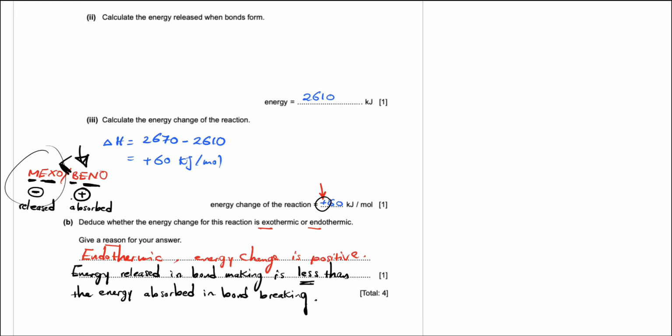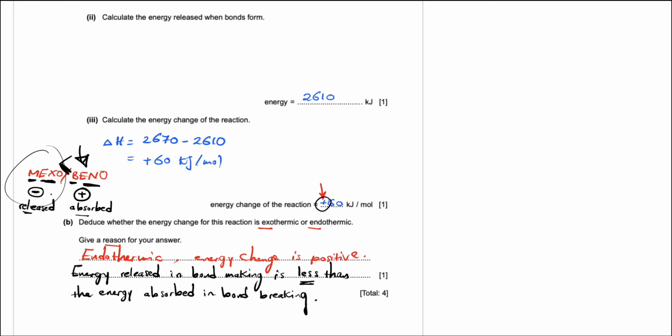So say it the way that you want, but you have to tell me about the relation between bond making, which is the negative part of the mexo, and bond breaking, which is the positive part of the bendo. So always remember, when you have an explanation question, mexo bendo, negative, positive. Look at the overall, and if the overall is positive, it means bendo, which is the positive part, is greater. If the overall is negative, it means mexo, which is the negative part, is greater. And mexo means making bonds, and that always releases energy. But bendo means breaking bonds, and that always absorbs energy.